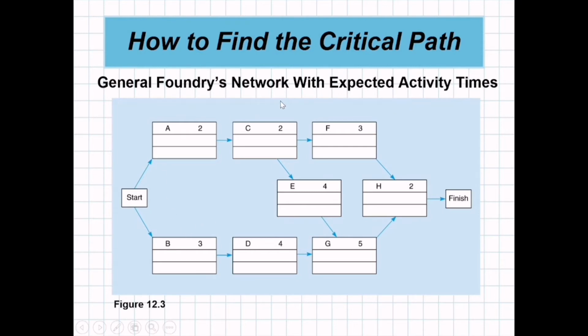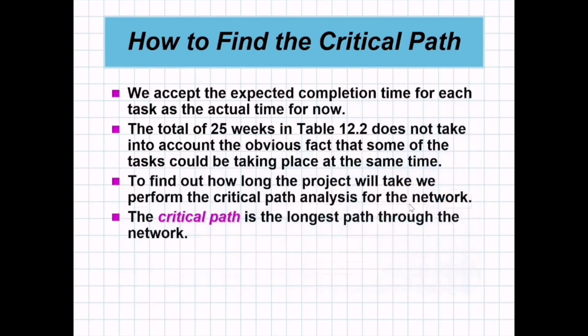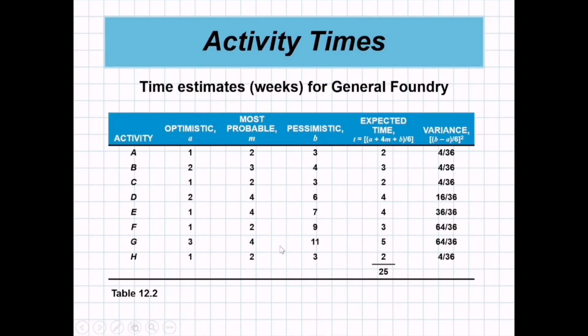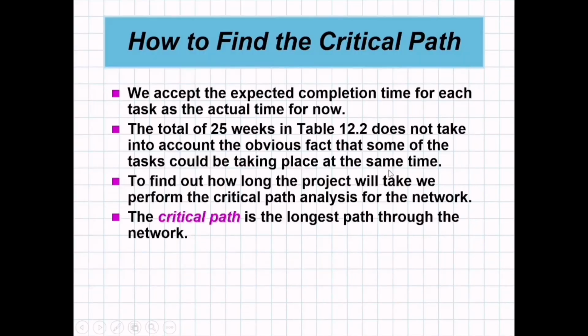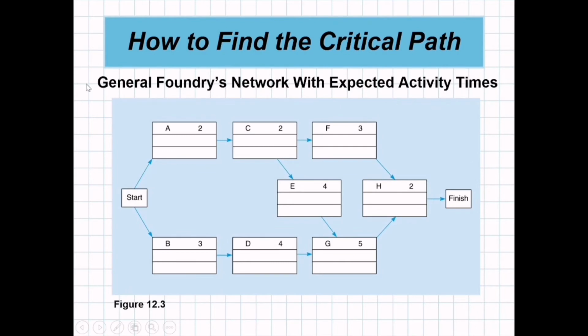So the General Foundries network with expected activity times. So this is 2, 2, 2, 4, 2, 3, 4, 5. These are the activity times that we have calculated in our Table 12.2. So the expected time or the activity time, we will put in our network. The expected time for activity A is 2, activity B is 3, expected time for activity C is 2, D is 4, E is 4, F is 3, H is 2, and G is 5. So this is our first step.